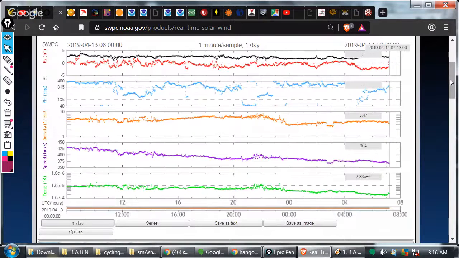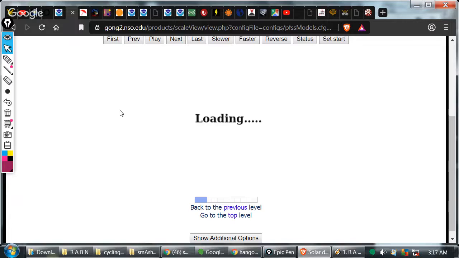So we see a recent increase in the BZ, approaching the zero line there. BT is at about 3, and phi angle is now at 340. Solar wind density 3.47 protons per cubic centimeter. Solar wind speed dropping down to 364 kilometers per second. Let's look at the GONG 2.